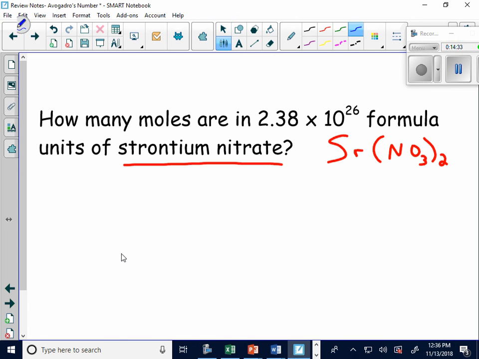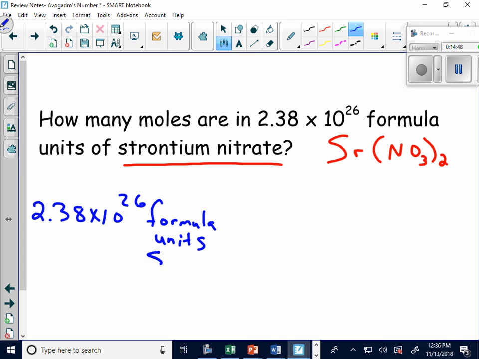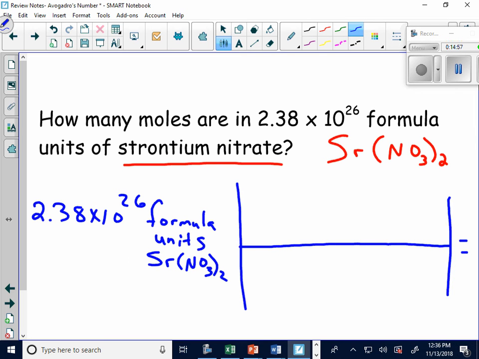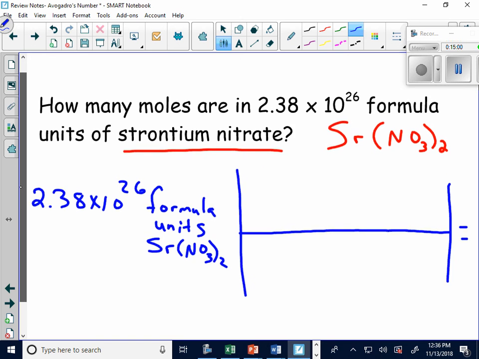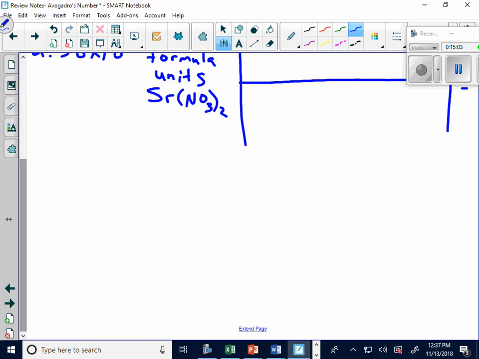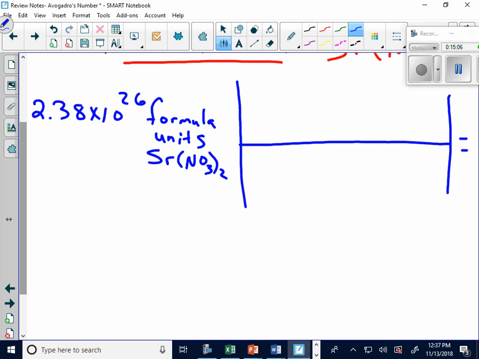All right, once again, I'm going to start with what's given. 2.38 times 10 to the 26 formula units of strontium nitrate. I'm going to do my conversion box, and this time it's going to be a little bit different because I can see my flux capacitor. I'm going from representative particles down on the bottom right up to formula units, which is in the middle.